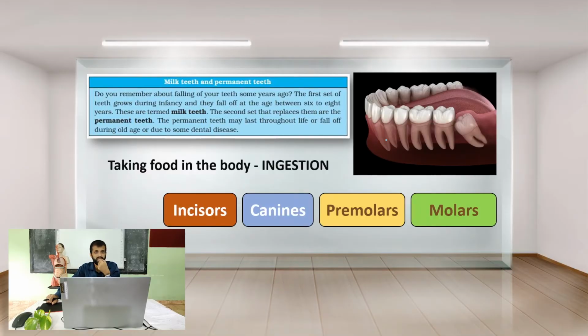You don't use these, right? You use the side. So those are nothing but canines. If you observe a dog, they have these sharp teeth at the side. Those are nothing but canines.